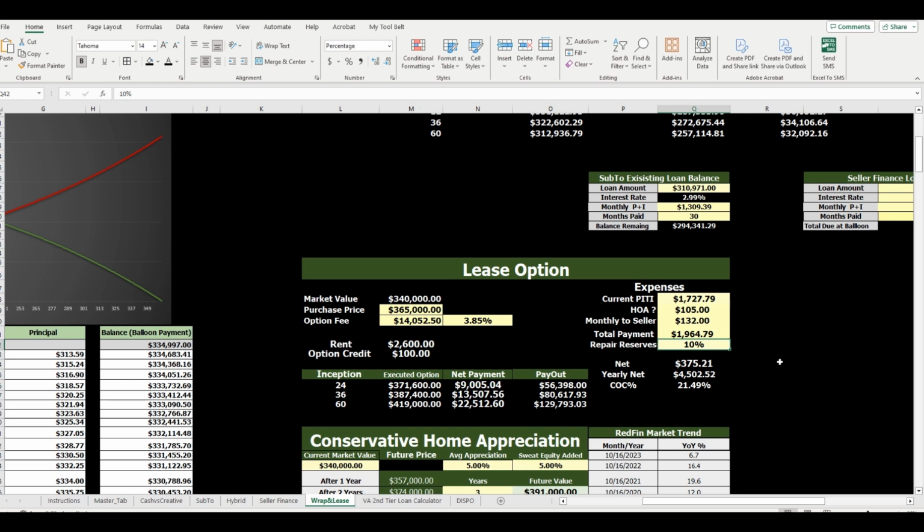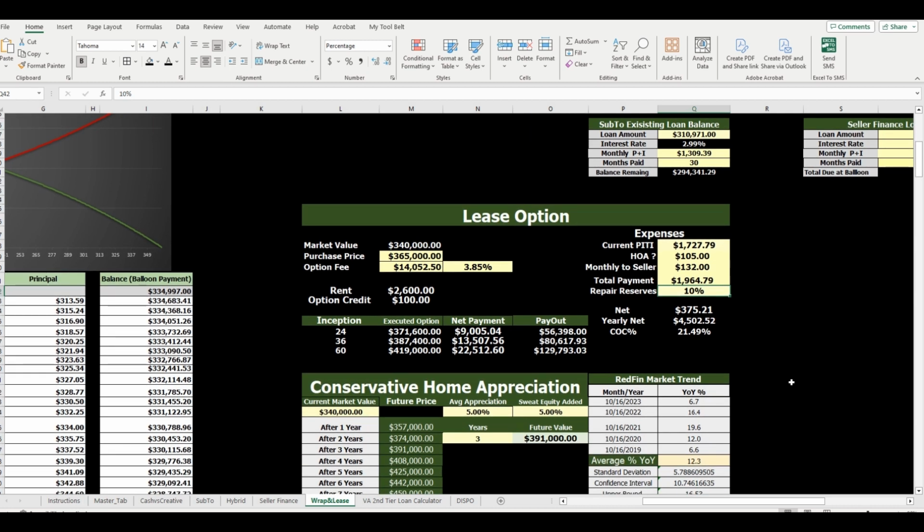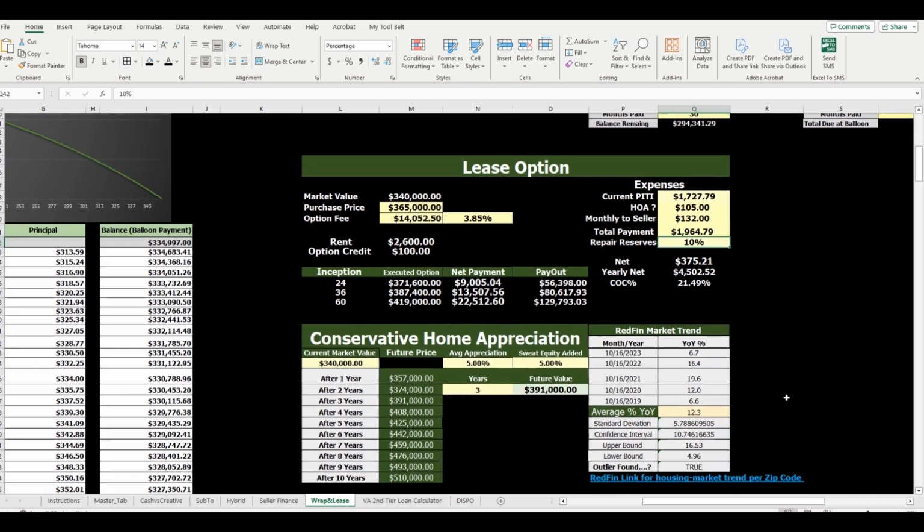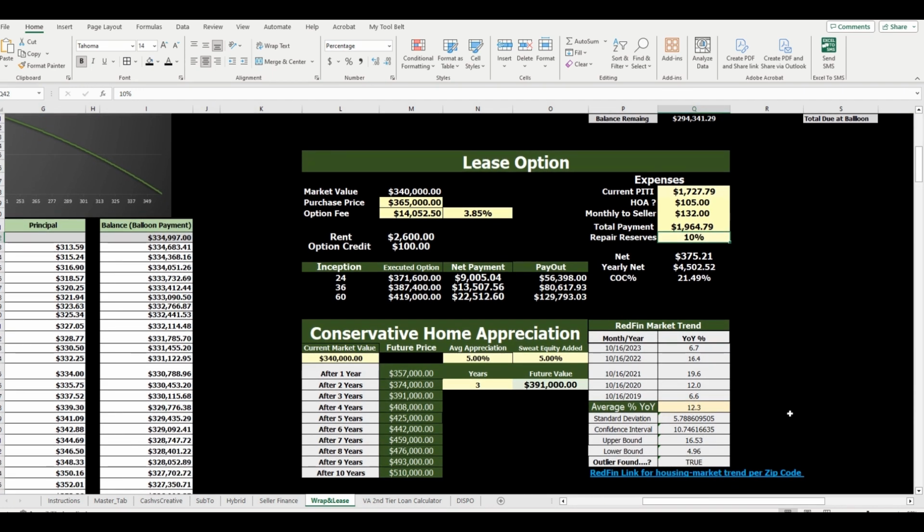So if we include our repair reserves of 10%, lease options typically mean that the investor, in this case, since you still own the property, will be responsible for the major hiccups that could occur on the property, such as maybe a furnace is out or the roof is leaking. So you want to put some money aside for your repair reserves. With the wrap, you are not the landlord, but the bank. But with a lease option, you are a landlord, but your responsibility of repairs is going to be far less.